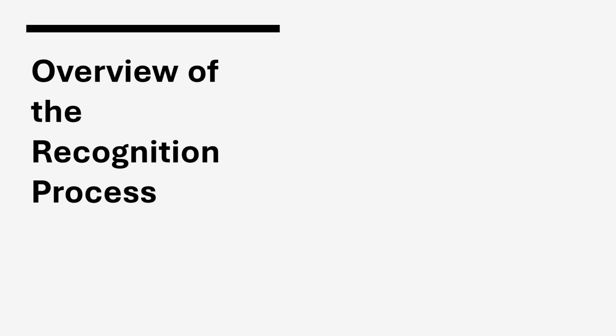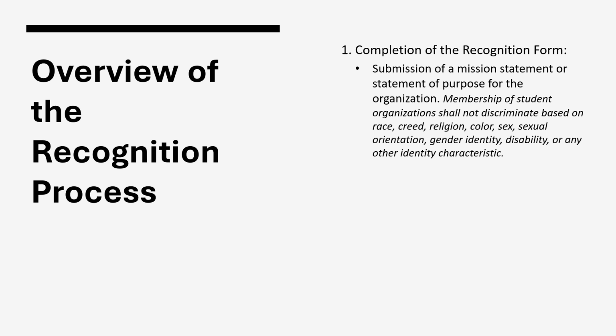We are now ready to look at the student organization recognition process. There are two parts to receiving official recognition for your student organization. The first is the completion of the recognition form. As part of this form, you will need to submit your mission statement or statement of purpose for the organization. Membership of student organizations shall not discriminate on the basis of race, creed, religion, color, sex, sexual orientation, gender identity, disability, or any other identity characteristic.